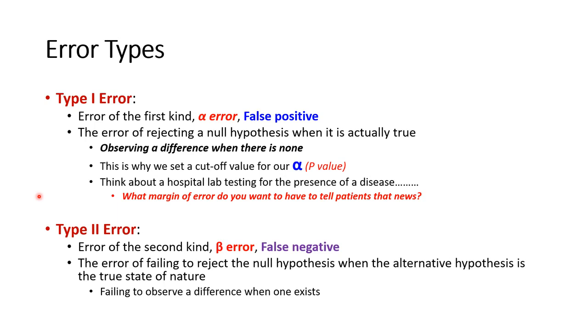The second kind, type 2 error, is the beta error. This is a false negative. This is failing to reject the null hypothesis when the alternative is the true state. So we fail to say there's a difference when one actually exists, right?